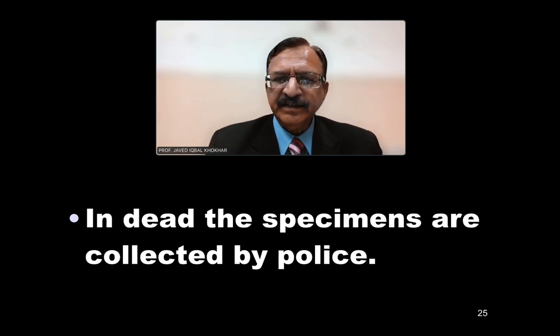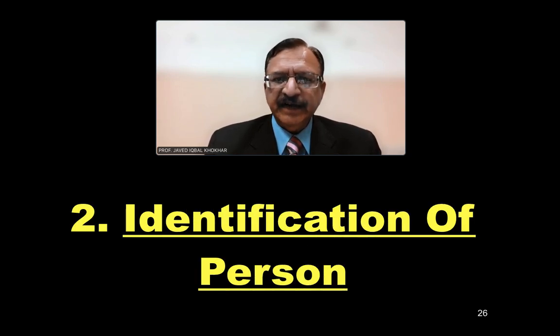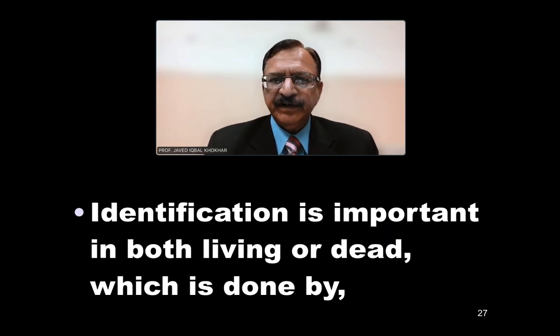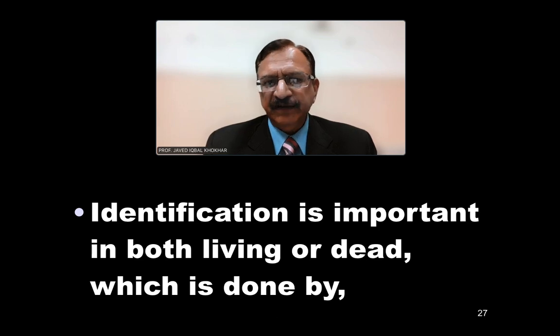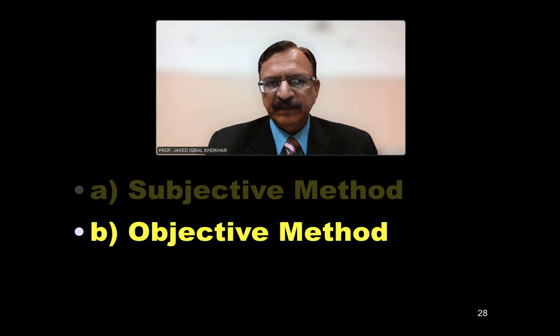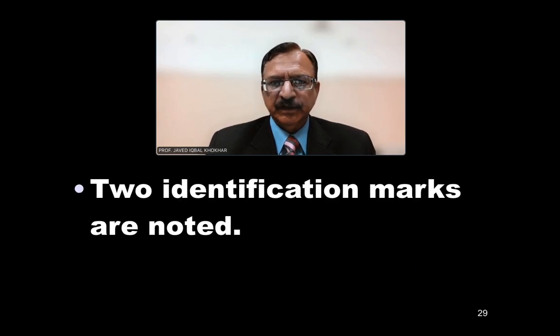In those cases, the specimens are usually collected by the police, but if it is for you, you have to inform the police that such and such steps have to be taken. Now regarding the identification of the individual. Identification is most important in both the living and the dead, and it is done by the subjective method, the objective method, and the third party. Then two identification marks are noted.